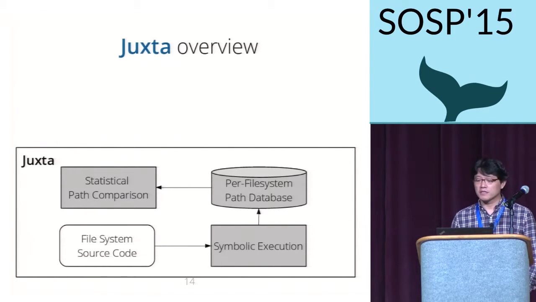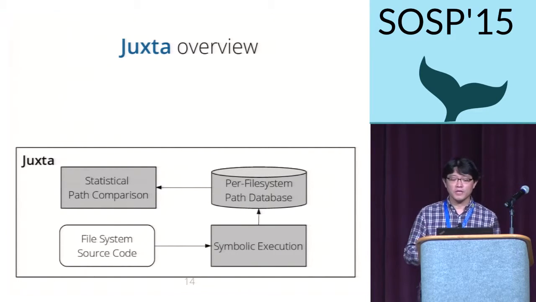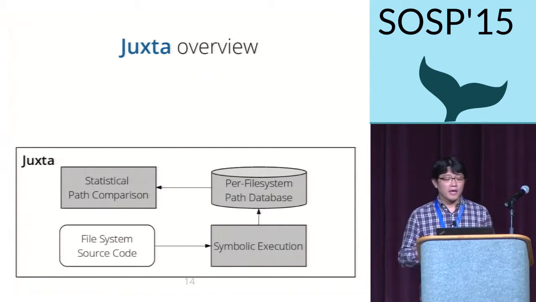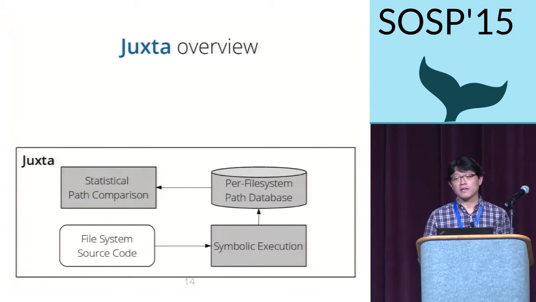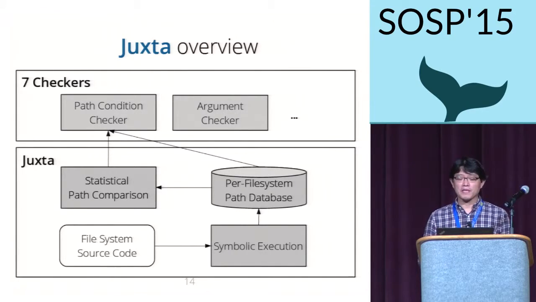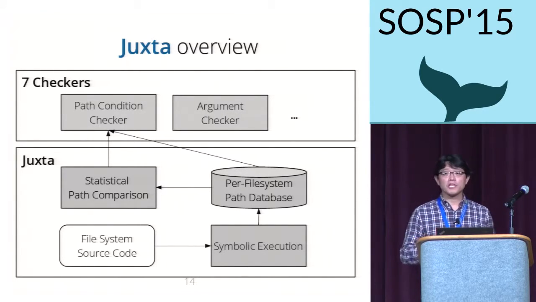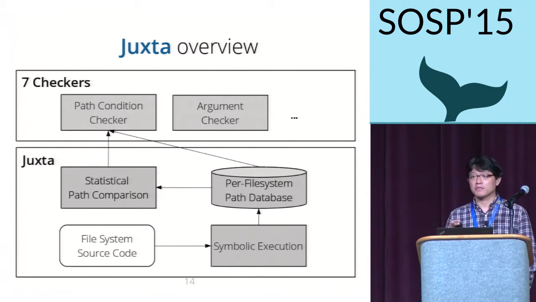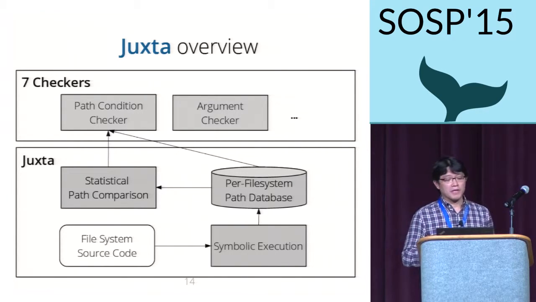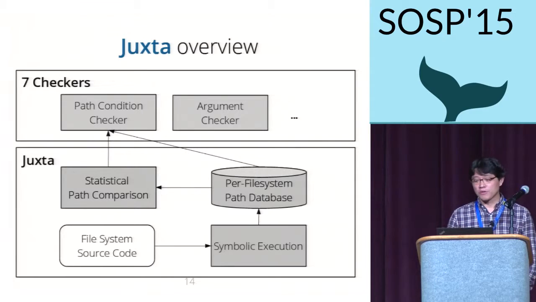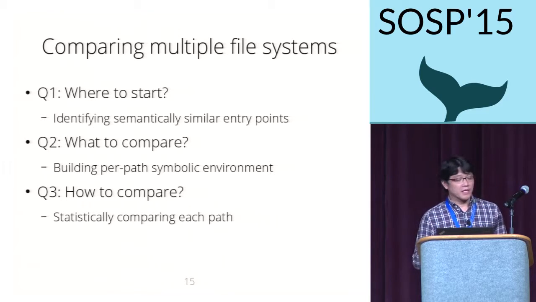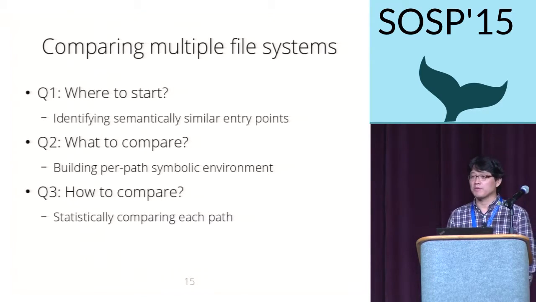Juxta first performs symbolic execution on Linux file system source code, and then creates a path database, which is composed of execution path information. Juxta also provides 2 statistical path comparison mechanisms. Based on these 2 mechanisms, the path comparison and the path database, we developed 7 checkers. Each of our checkers targets a specific type of semantic bug. In this talk, I will mainly explain our path condition checker and argument checker. In the rest of the talk, I will explain how Juxta compares multiple file system implementations.